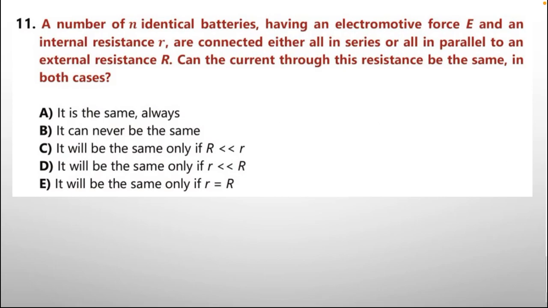A number n of identical batteries having an electromotive force E and an internal resistance small r are connected either all in series or all in parallel to an external resistance R. Can the current through this resistance be the same in both cases? A. It is the same always. B. It can never be the same. C. It will be the same only if big R is smaller than small r. D. It will be the same only if battery resistance is very much smaller than the external resistance. E. It will be the same only if both resistances are equal.